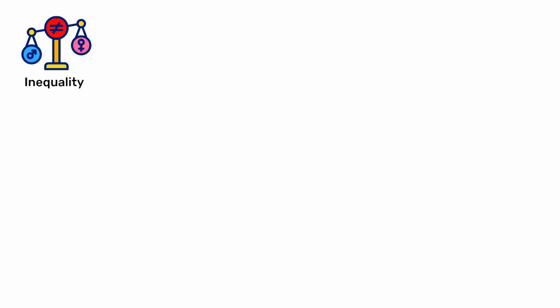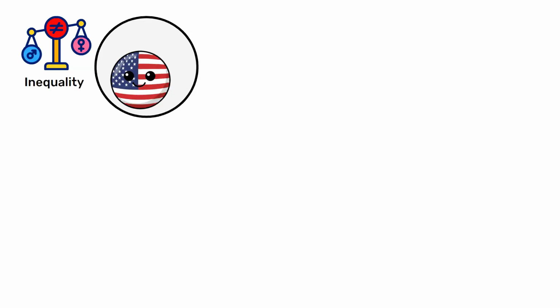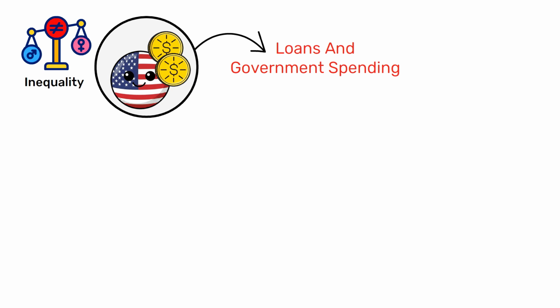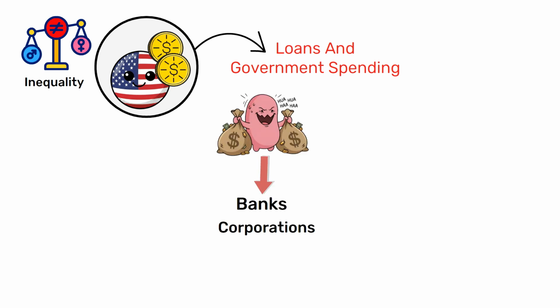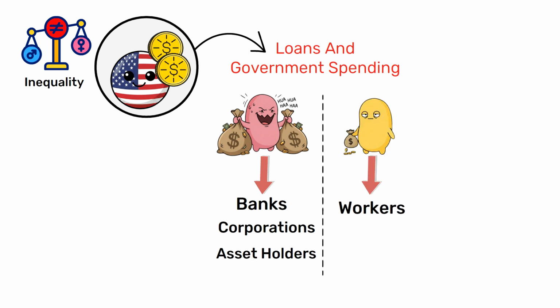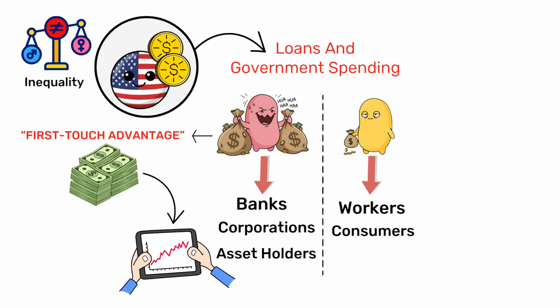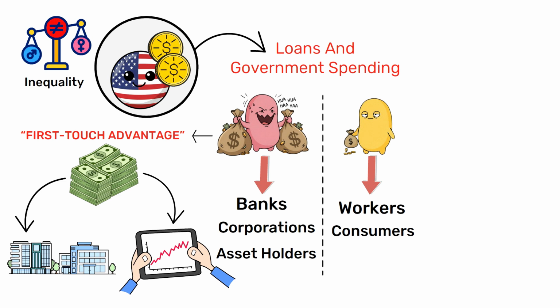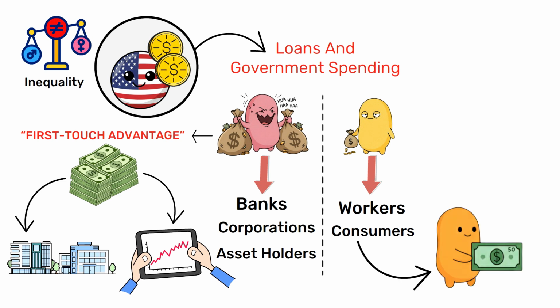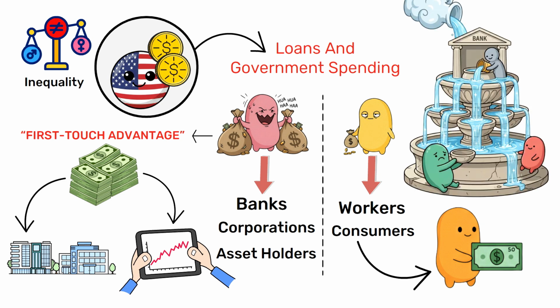Now add inequality to the mix. Because new money enters the system through loans and government spending, those closest to the source benefit first. Banks, corporations, and asset holders feel the effects before workers and consumers do. This first-touch advantage means money created at the top can inflate stock prices and real estate long before it improves everyday wages. It's like refilling a fountain by pouring water at the top. The upper bowls overflow, while the lower ones wait their turn to receive that water.